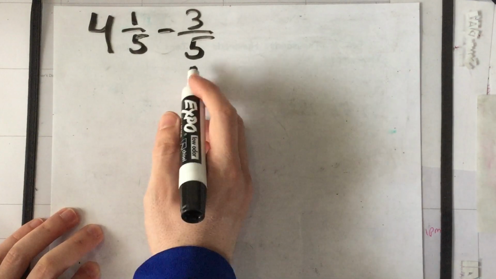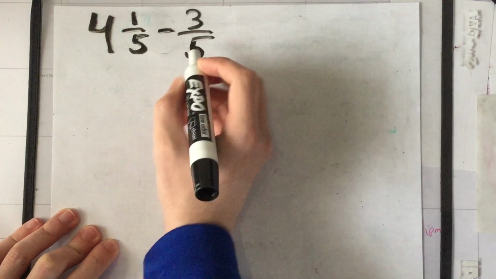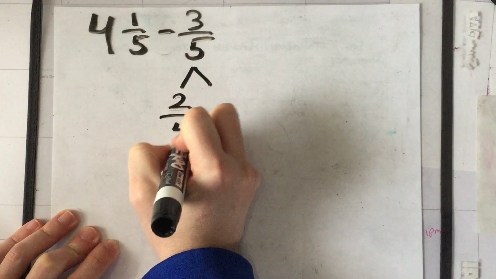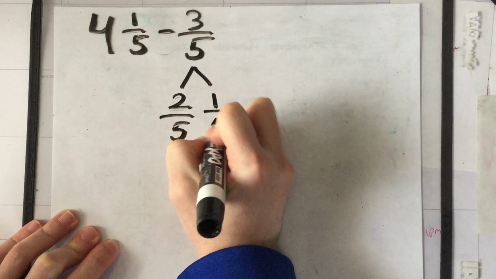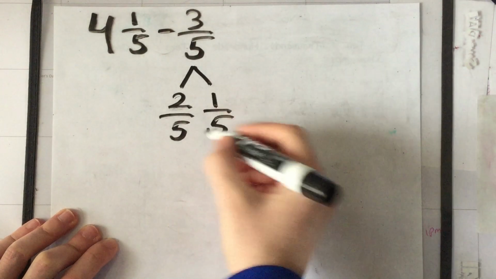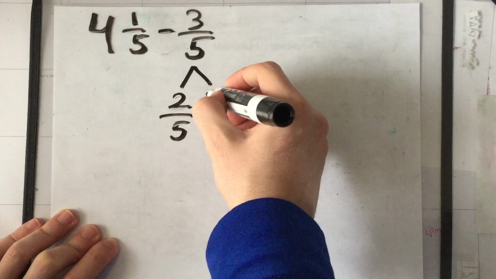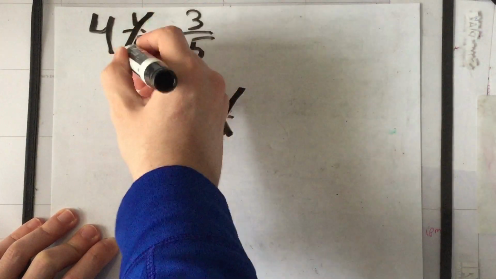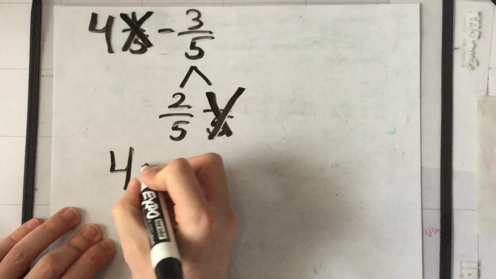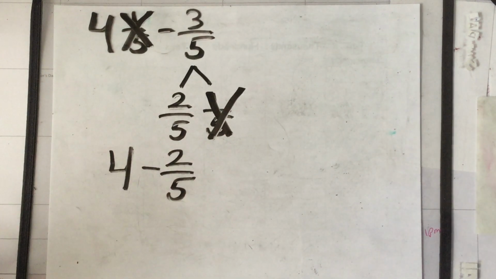So with that said, let's take apart this 3/5. Because we can take 1/5 out of here, right? Because 3/5 is 2/5 plus 1/5. We know that. Now, since we have our 1/5 here, and we have our 1/5 here, watch this. Boom, gone. Boom, gone. So now our number sentence is 4 minus 2/5.